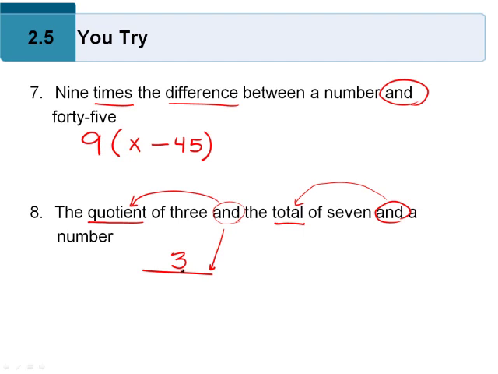Sorry. Okay. And then on the bottom, we want to write the total of 7 and a number. So total is addition. Okay. And it goes right in order. 7 and a number. So that's the quotient of 3 and the total of 7 and a number. So the and is so important in this problem because you've got 2 of them, but they refer to 2 totally different operations. So you have to be really careful there. Just remember the first and goes with the first operation with the quotient. So be careful. Okay? And that should just about do it for 2.5.